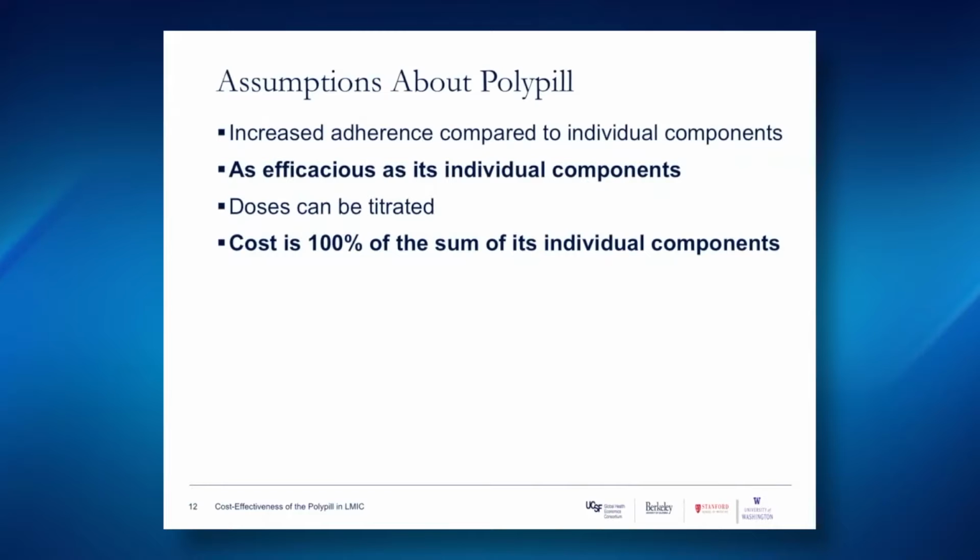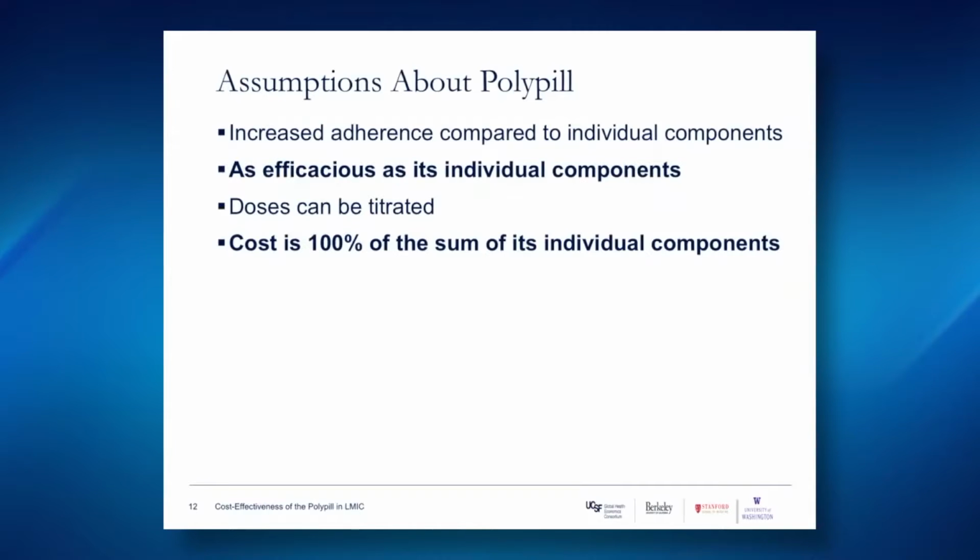In this study, we made a few assumptions about the polypill that distinguished it from current care. One was that we assumed there would be increased adherence compared to the individual components. This is borne out in research from UMPIRE and FOCUS and does include some low and middle income countries, although it doesn't include every single country that we looked at. Second, we assumed that doses could be titrated. This was an issue that a lot of providers had with the polypill, that it's not as flexible as having multiple medications and multiple levels to play with. We believe that the future of the polypill lies in flexible titration, and we think that a lot of manufacturers are moving to that.